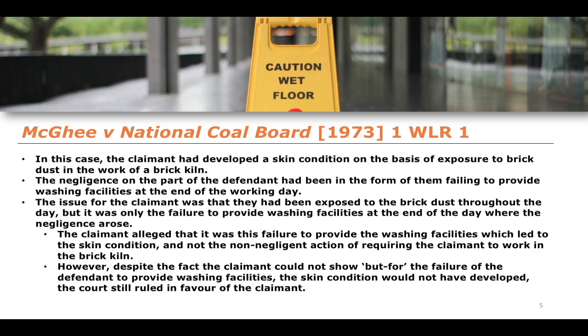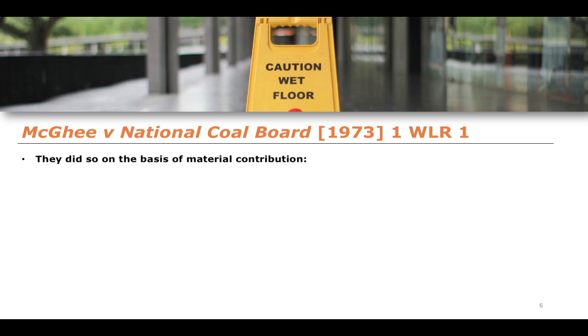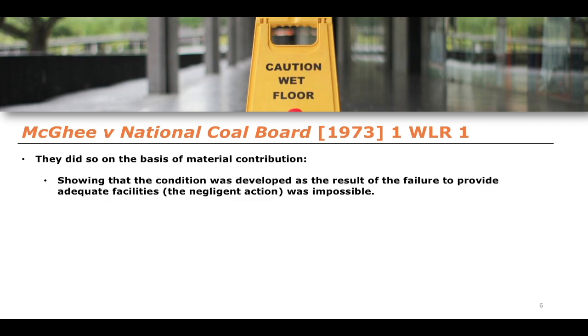So again, on a traditional but-for application, we ask the question, but for the actions of the defendant, would the negligence have still taken place? And the claimant cannot prove that it wouldn't have taken place because they were still exposed to the brick dust, and so it was likely that they probably would have still had a skin condition. So they had to find a different way, and this was on the basis of material contribution. Showing that the condition was developed as the result of the failure to provide adequate facilities was impossible.